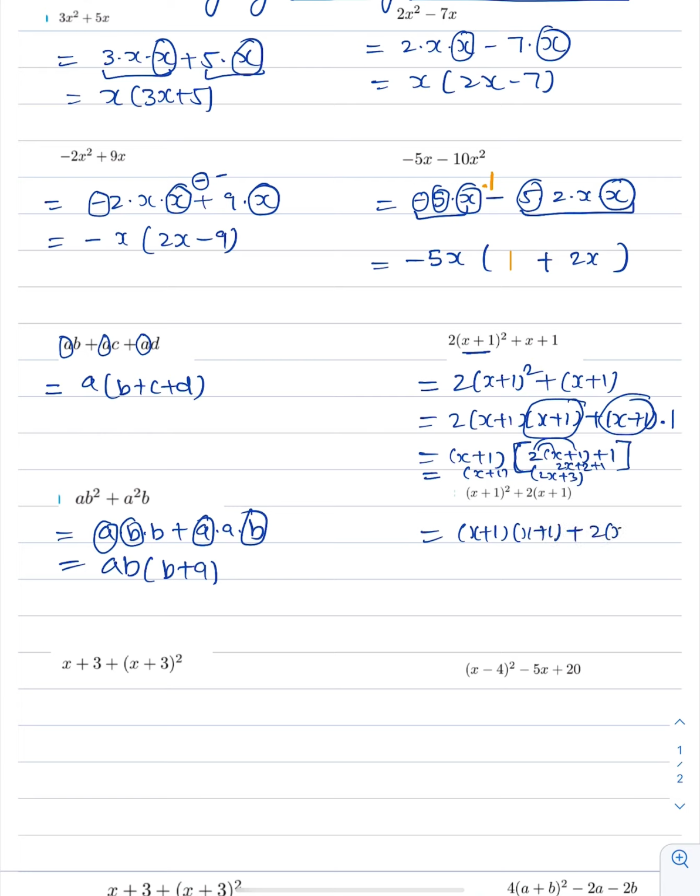If you don't need it, you don't have to do this step. So here x plus 1 is common, and then you get x plus 1 plus 2. So it's equal to x plus 1 times x plus 3.